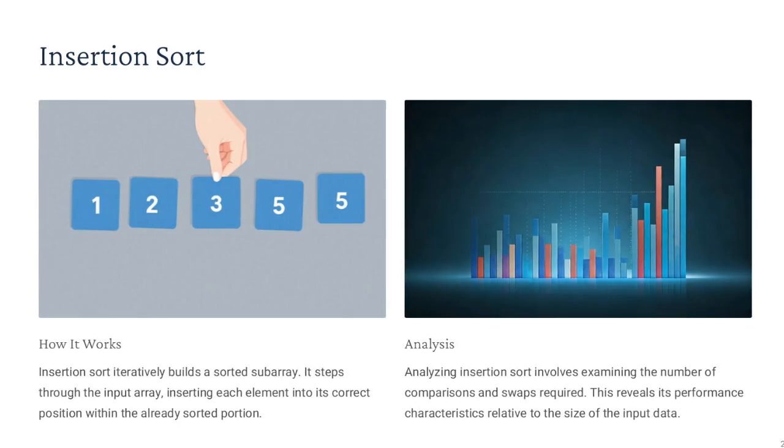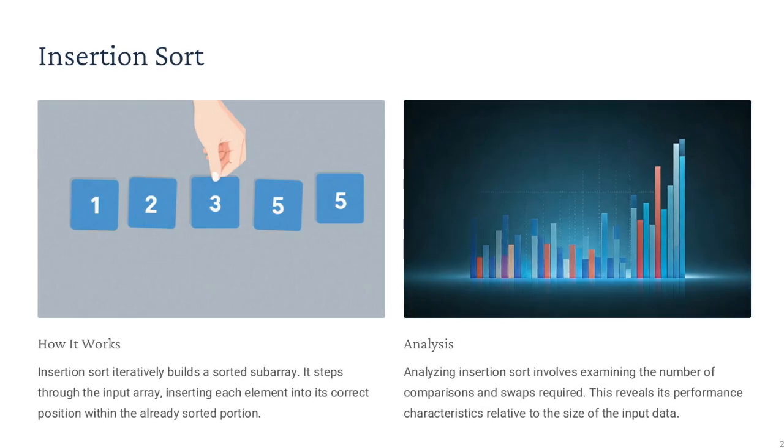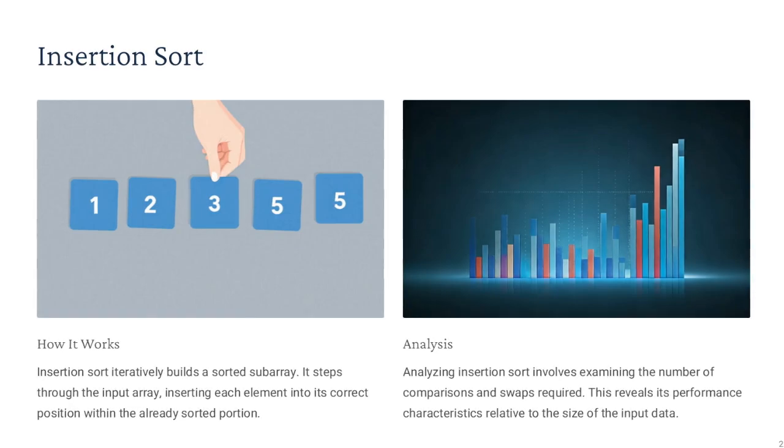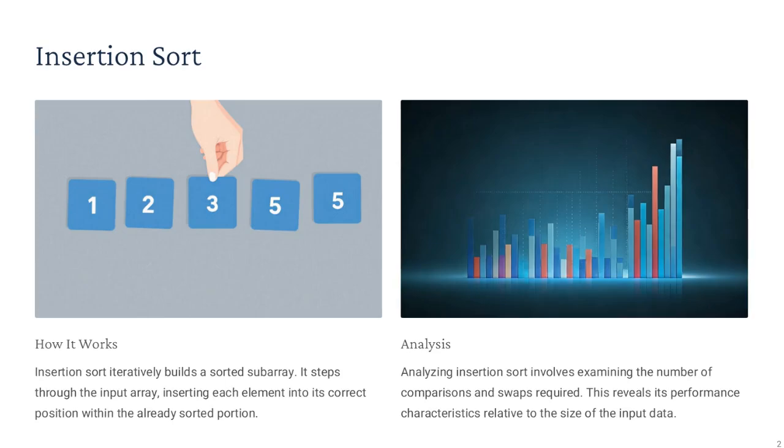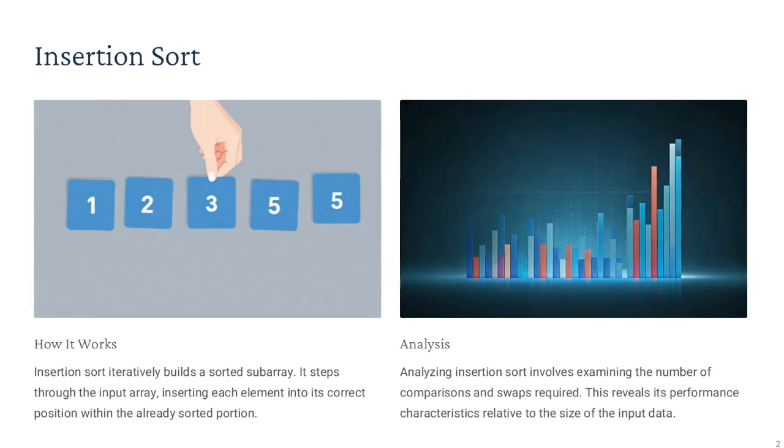Let us consider an example. Imagine sorting a deck of cards in your hands. You pick one card at a time and insert it into the correct position among the sorted cards. This mirrors how insertion sort works. While simple in concept, the algorithm's efficiency depends on the input data. If the array is nearly sorted, the algorithm performs quickly. However, for unsorted data, it requires more comparisons and shifts, making its performance less optimal.